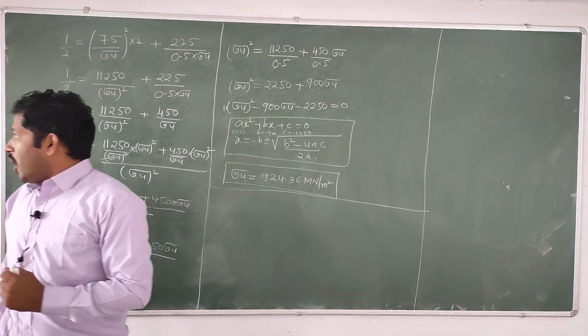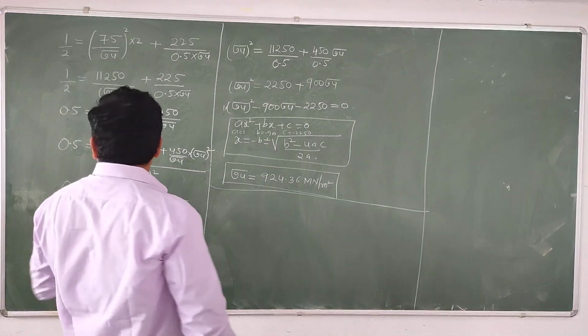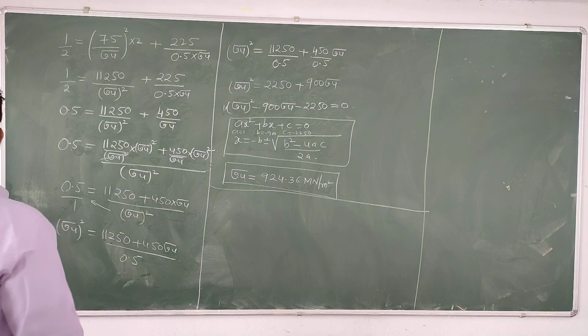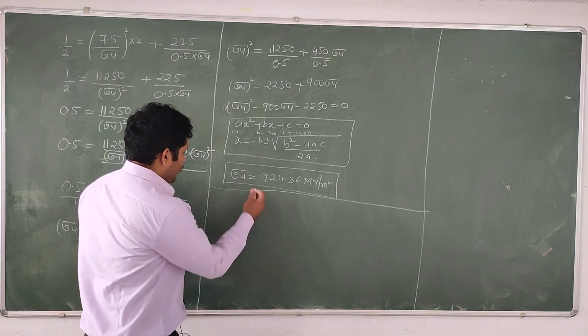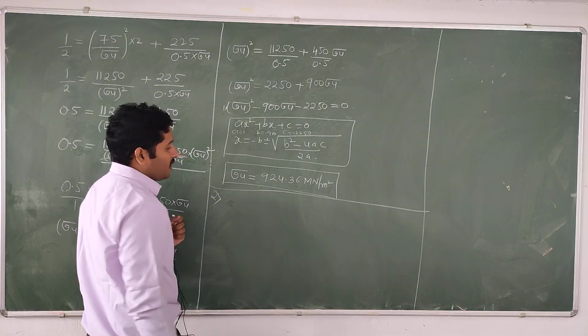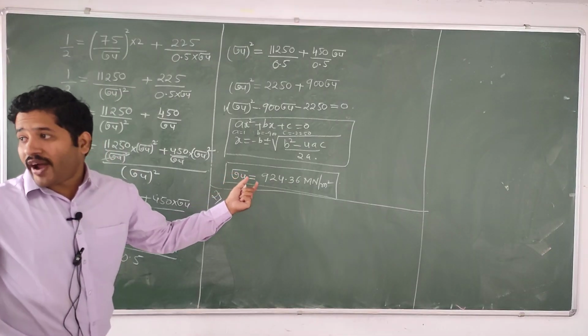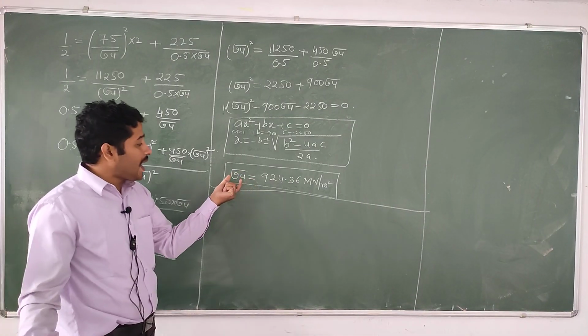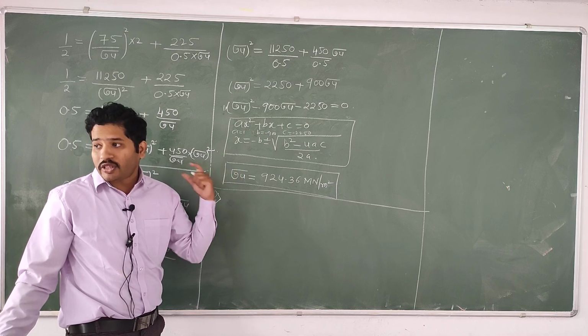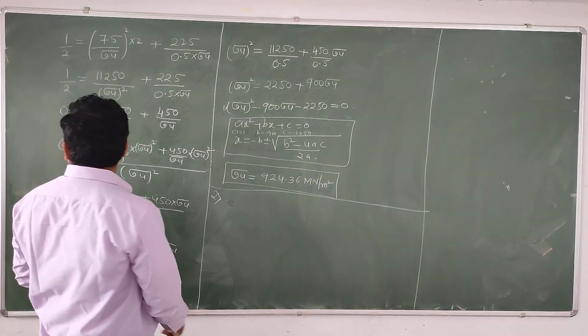Again, what we need to find out? We need to find out the modified Goodman relation. Is it right? Second, from the modified Goodman relation we need to find out the ultimate strength value of the material. We need to find out. Okay.